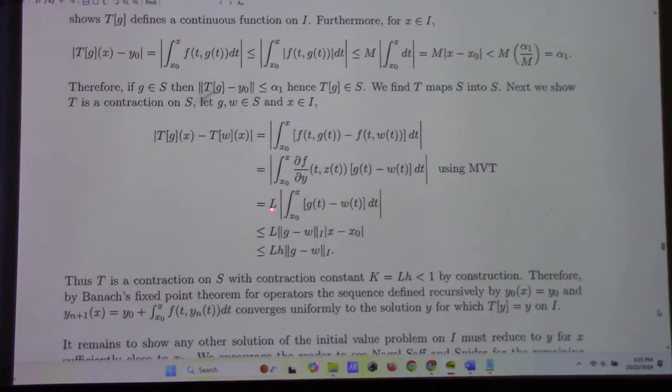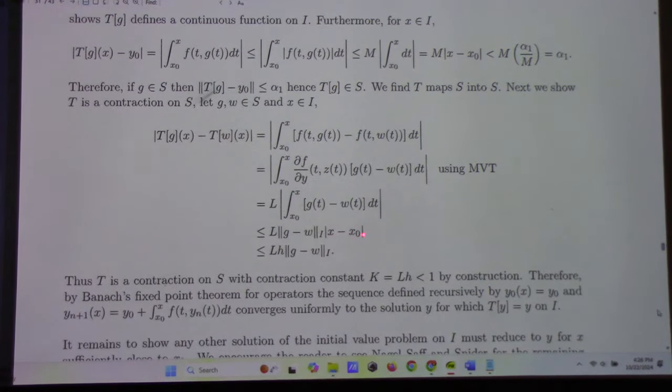So this becomes that L, and we're left with this character right here. But that, remember, is bounded above by the norm of G minus W. All right? So we have G minus W in the max norm with respect to the interval I, and this of course integrates to that x minus x naught.